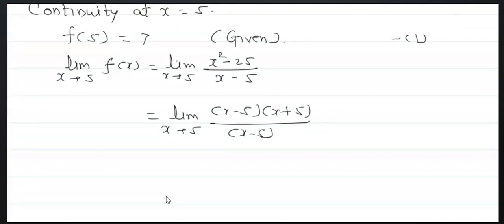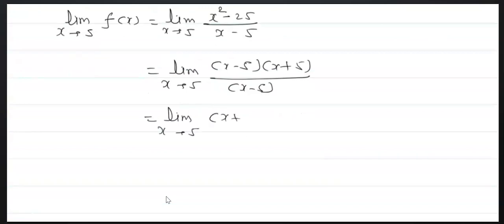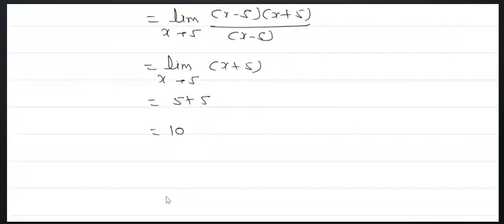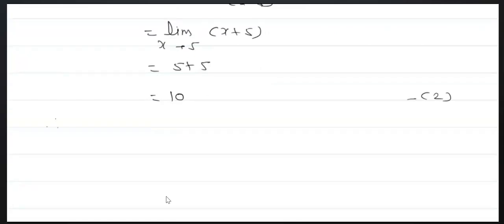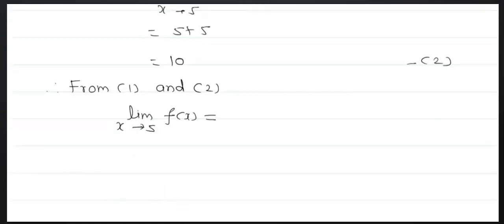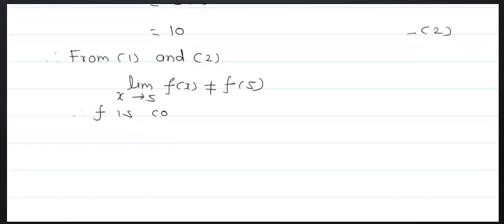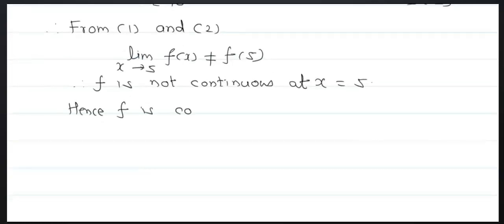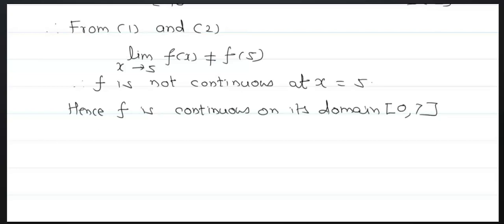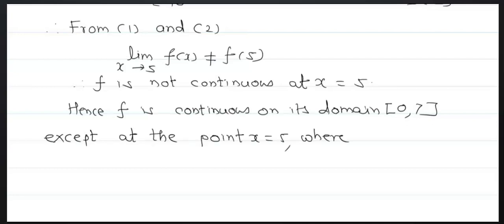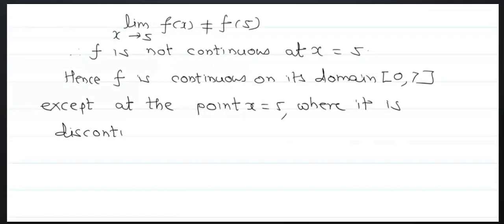Split it up and you will get 10. The given function is discontinuous at that point. Therefore, the limit is not equal to the value of the function, so it is not continuous at x equal to 5. Hence, f is continuous on its domain 0 to 7 except at x equal to 5, where it is discontinuous.